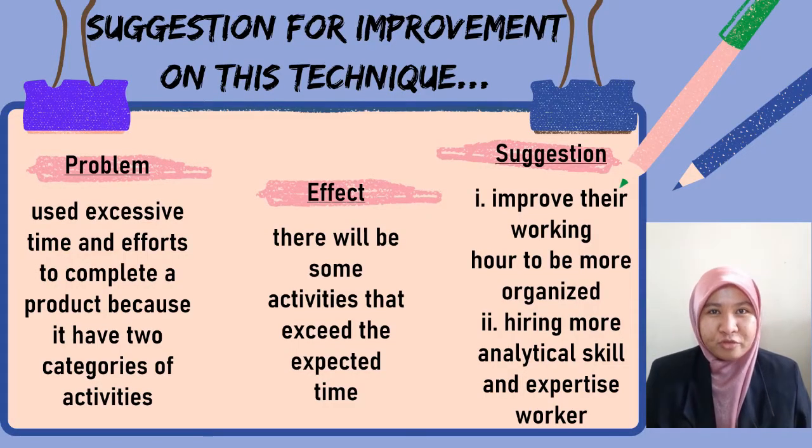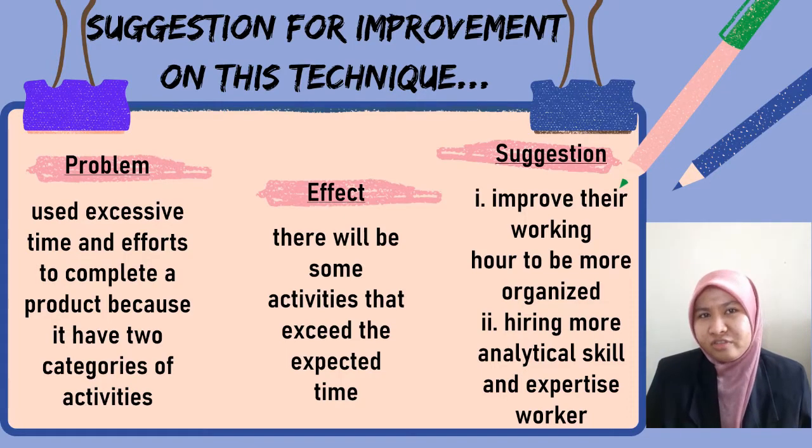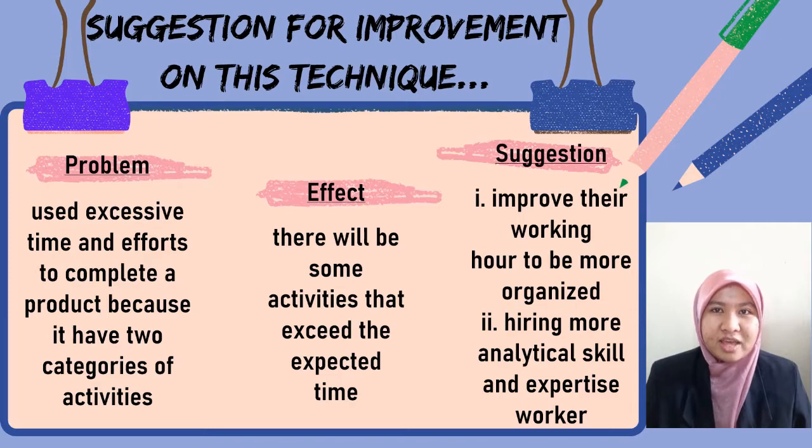So now, we move to suggestions for improvement on this technique. As a whole, value chain analysis uses excessive time and effort to complete a product because it has two categories of activities, which are primary and support activities. The effect here is that some activities may exceed the expected time. So the best solution is that they need to improve their working hours to be more organized and do the work quickly to produce the outcome. To be more productive, they can hire more analytical and expert workers to save time and use less effort.